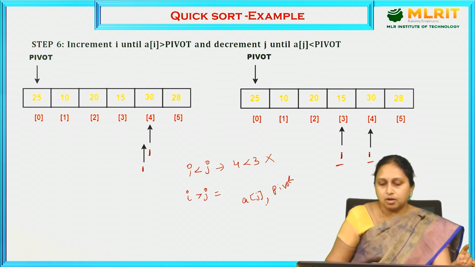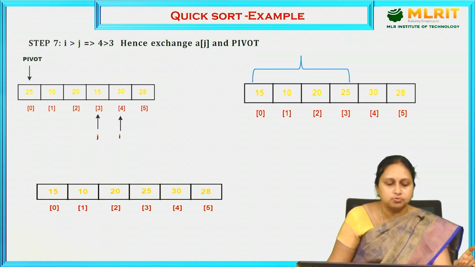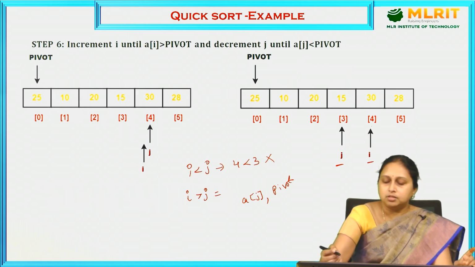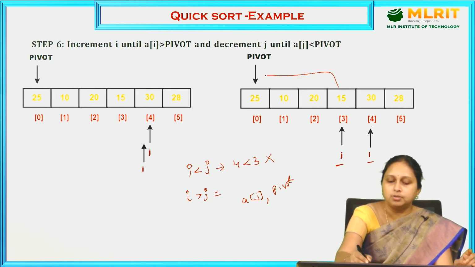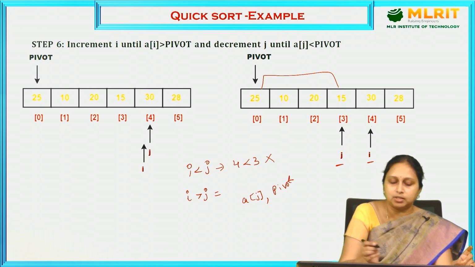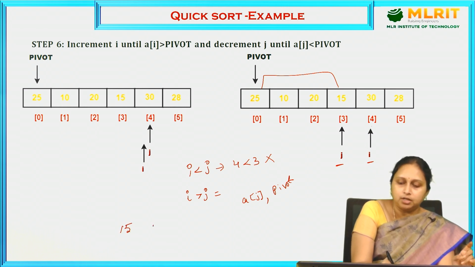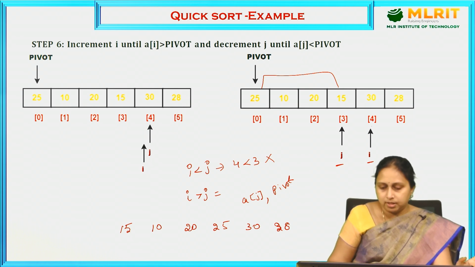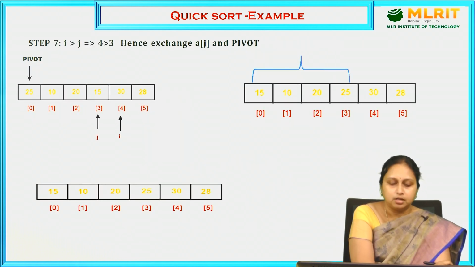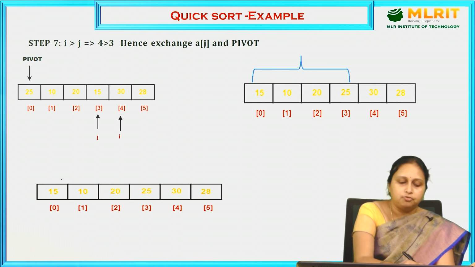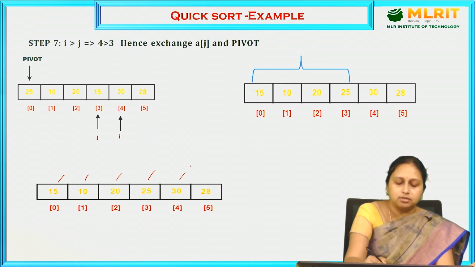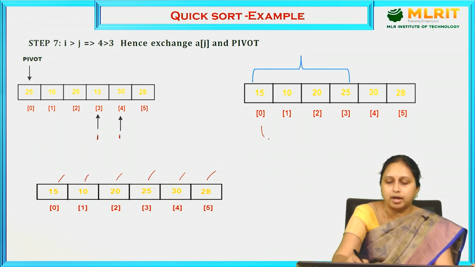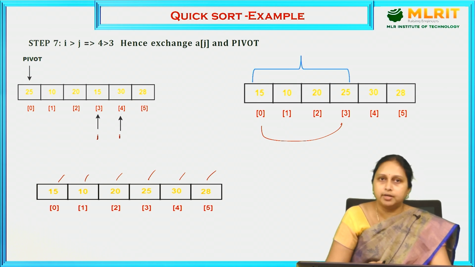Now come down and check where we are swapped. These two have to be swapped. That means what are the elements you are going to get? 15, 10, 20, 25, 30 and 28. This is how the swapping is going to be done. Let us come here and see what has happened here. 15, 10, 20, 25, 30 and 28. These two have been swapped. Because of that, we are going to get it like this.